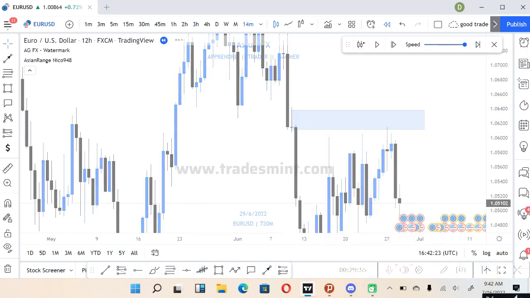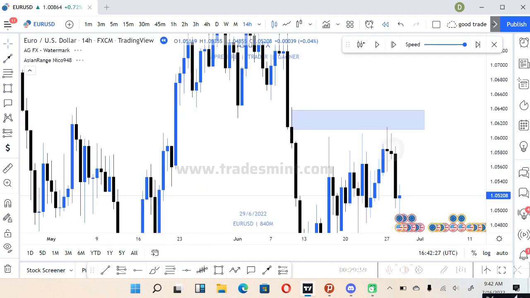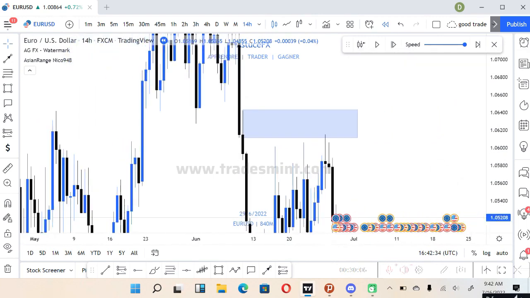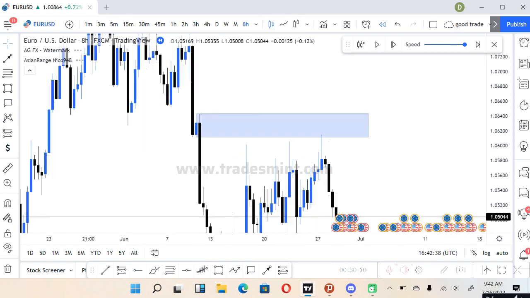Let me try to go to any time frame. Yeah, you look at this. This actually is just a wick. Okay, this is just a wick, as we are just having a wick, but on a lower time frame it is an OB. If I go back to the 8 hour, we can see that it's an OB. We do have the OB here.